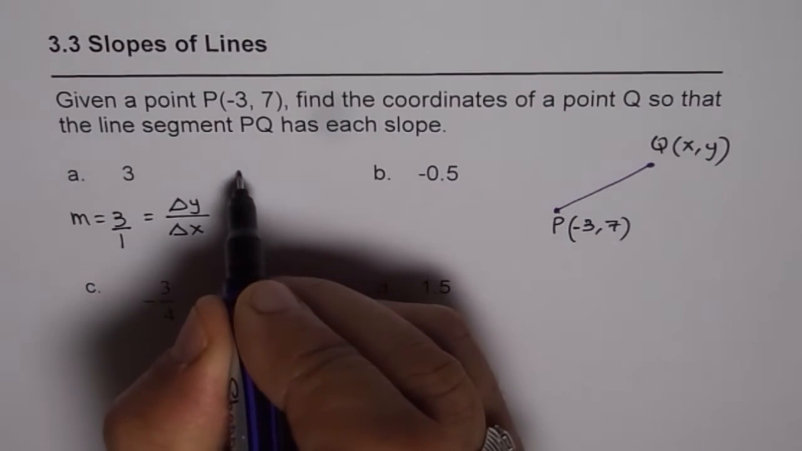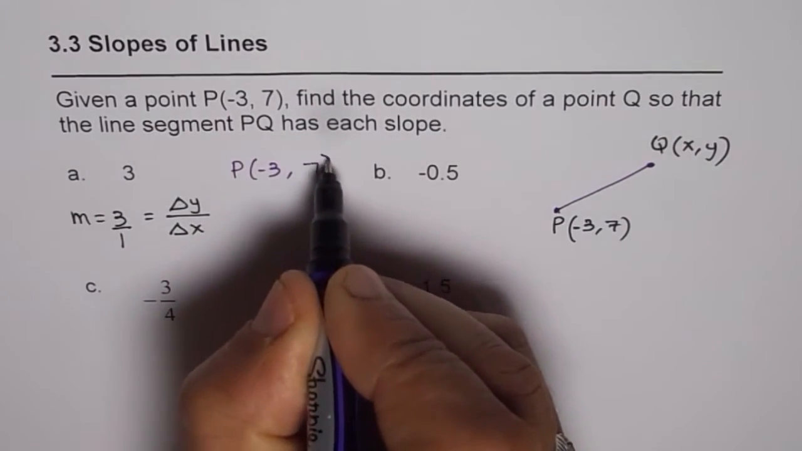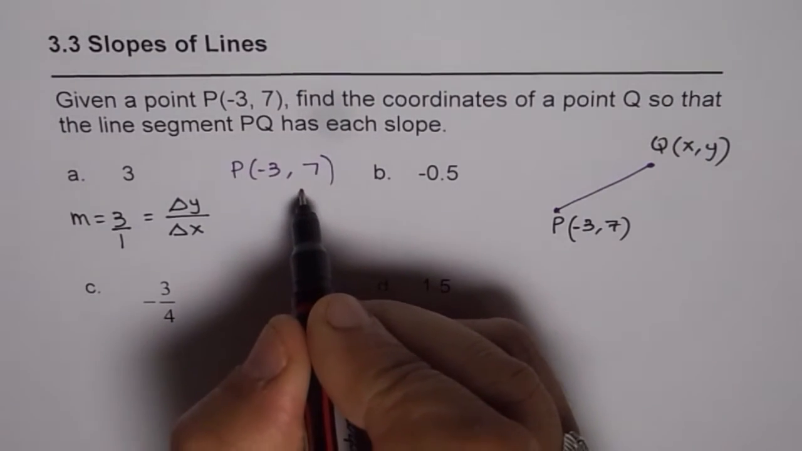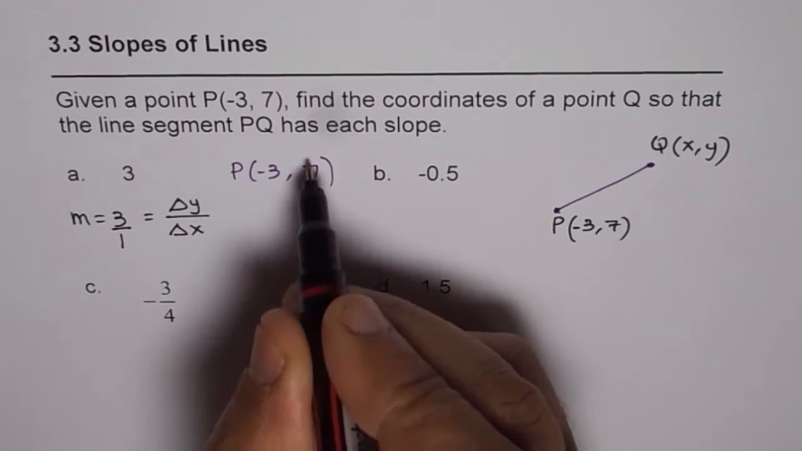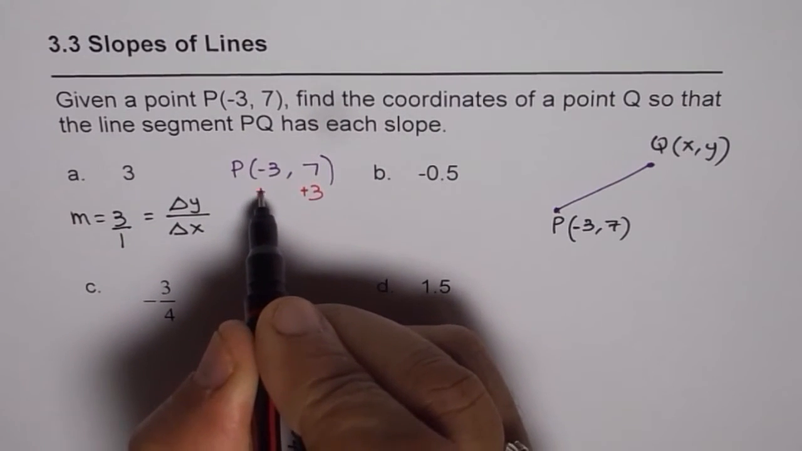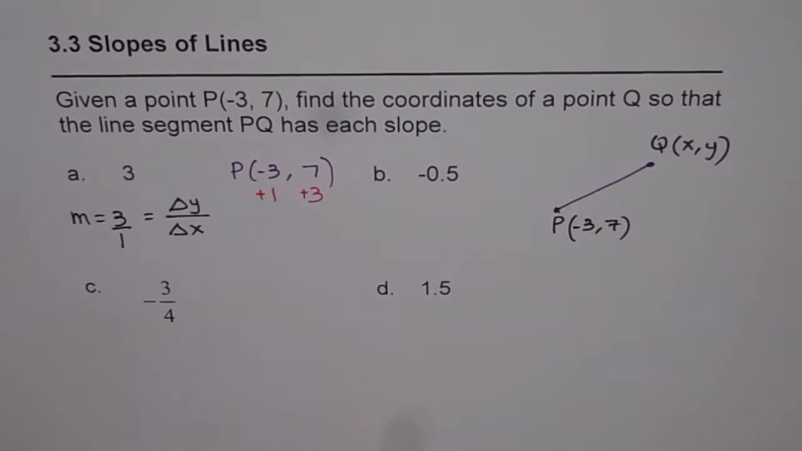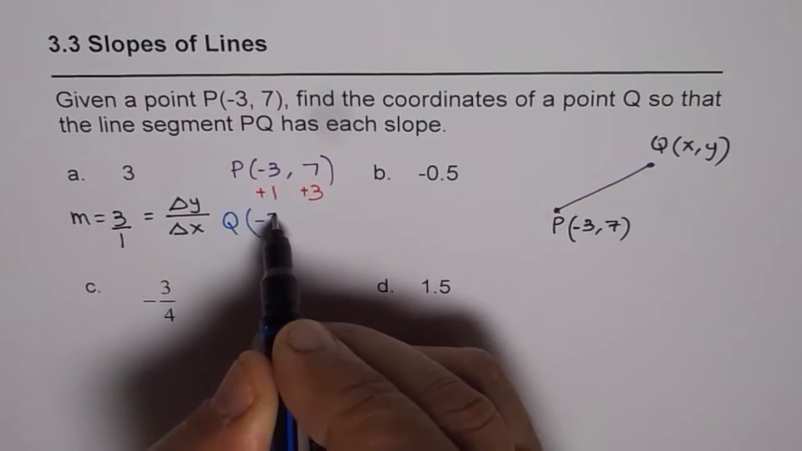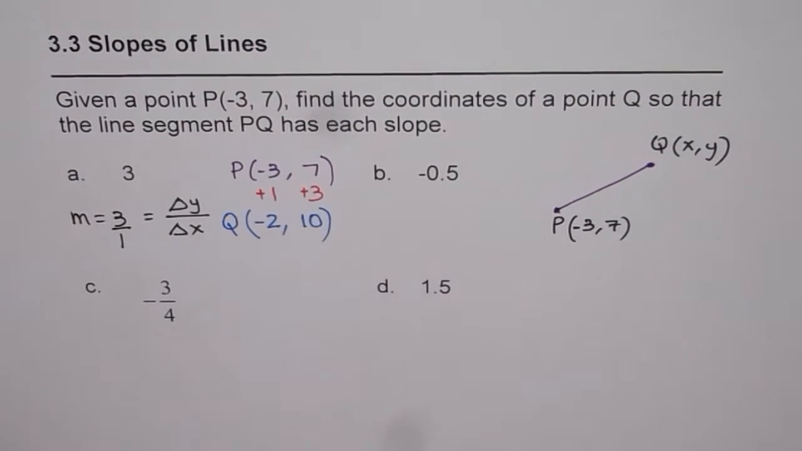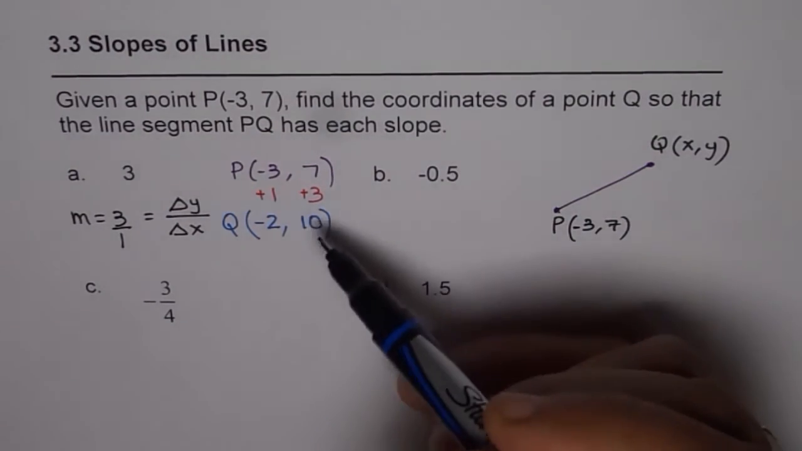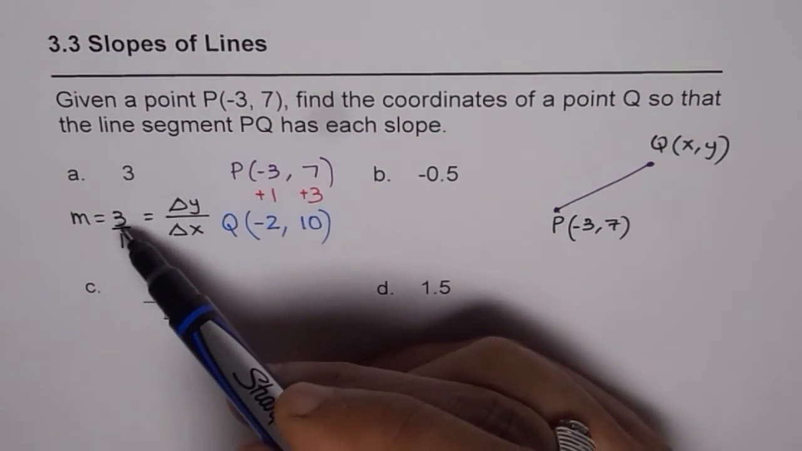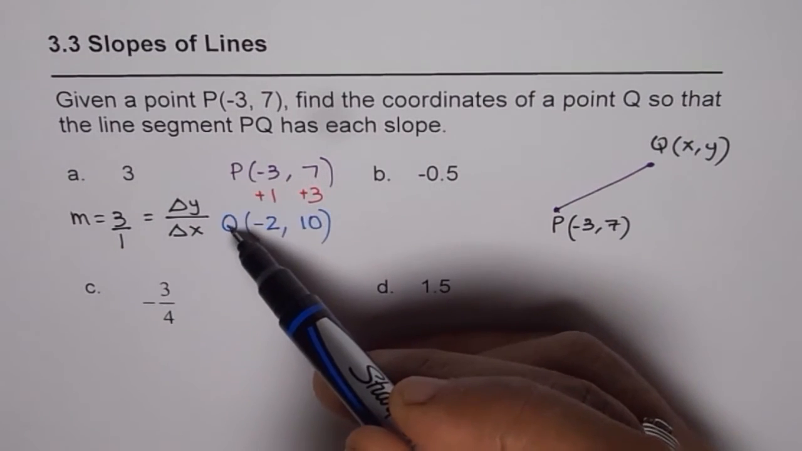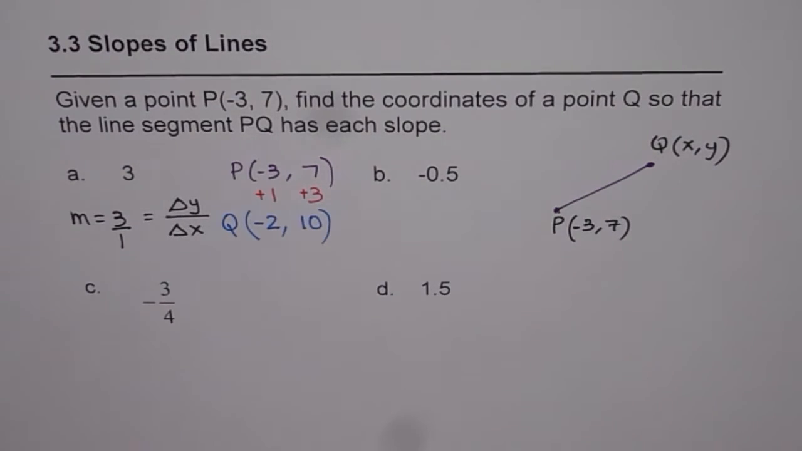Now here P is (-3, 7). So y is 3 more, so we add 3 to the y value, and we add 1 to the x value to get Q. Then point Q will be -3 plus 1, which is -2, and 7 plus 3, which is 10. You get an idea, right? Now you can see 10 minus 7 is 3, and -2 minus -3 is 1. Therefore the slope between P and Q is 3, and that is how we can find point Q.